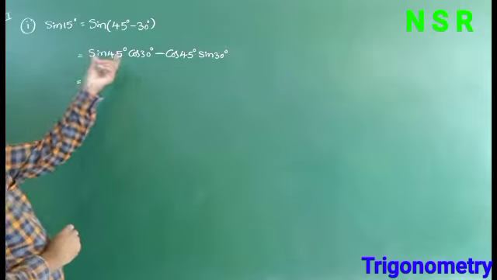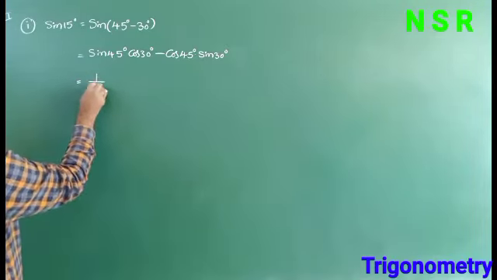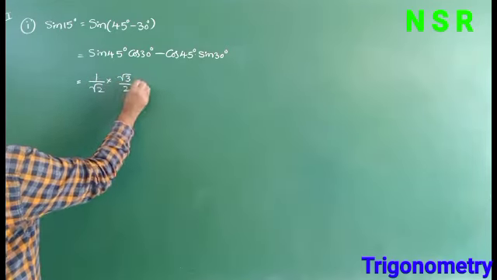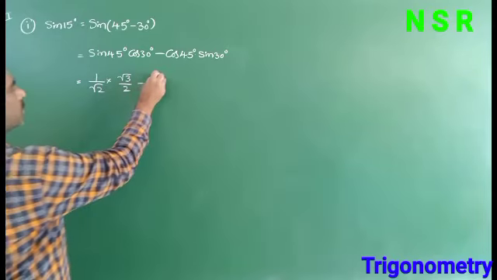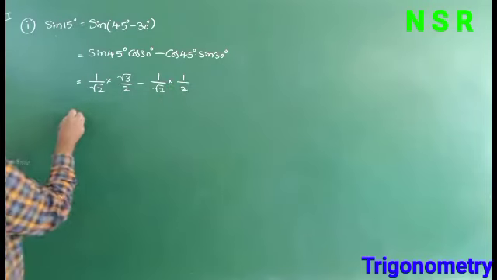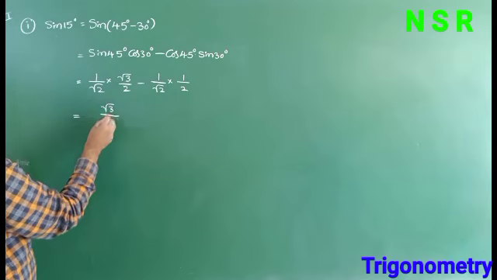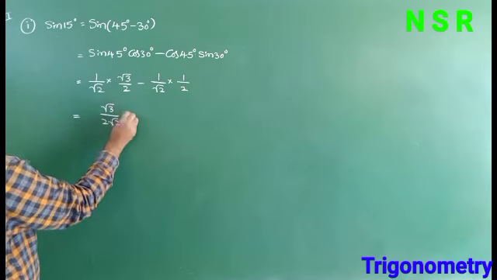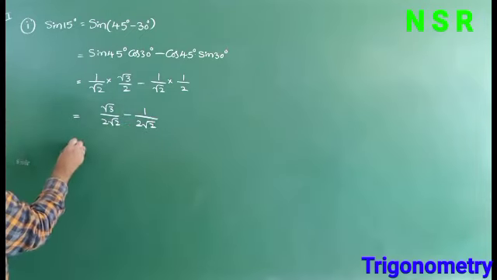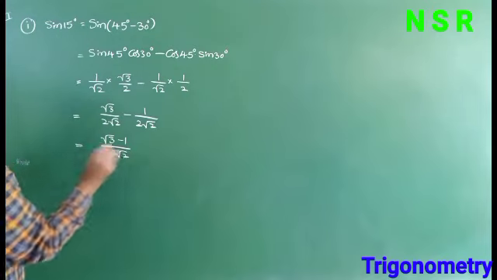So sin(A − B) = sin A cos B − cos A sin B. So sin 45 is 1 by root 2, into cos 30, root 3 by 2, minus cos 45, 1 by root 2, into sin 30, 1 by 2. So root 3 by root 2 into 2, that is 2 root 2, minus 1 by, here also root 2 into 2, 2 root 2. So we get root 3 minus 1 by 2 root 2.